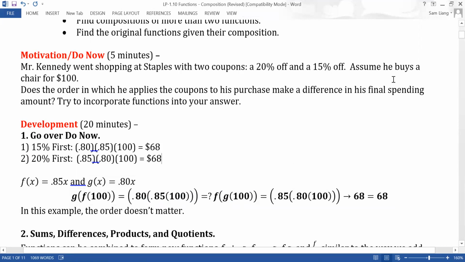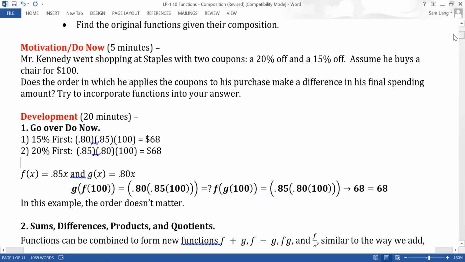We're going to see an example, when you compose functions, which is our aim for today, where sometimes it does matter. In this case it doesn't, but sometimes it will.